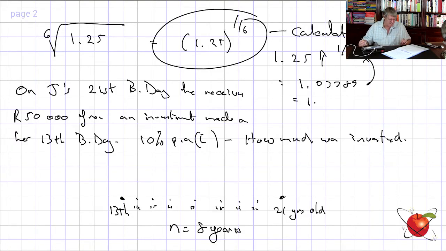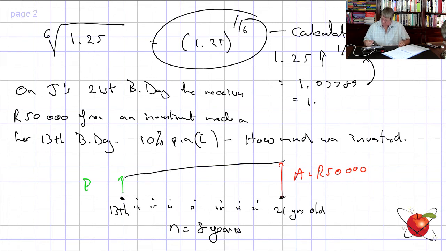Well, in this case, they've given us the amount, haven't they? They've given us A is equal to 50,000 Rand. All right, and they're asking us to find P. All right, so what did I do? I drew my little timeline and put in what I know. I know over here n is 8. i is the one I don't know. Am I right? Oh no, they told me, so put it in.